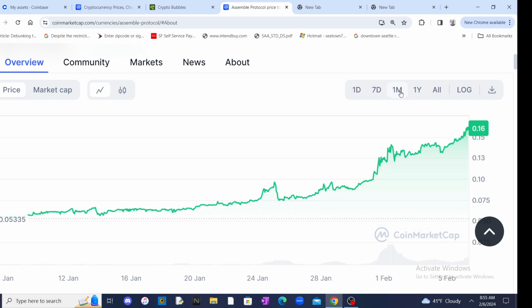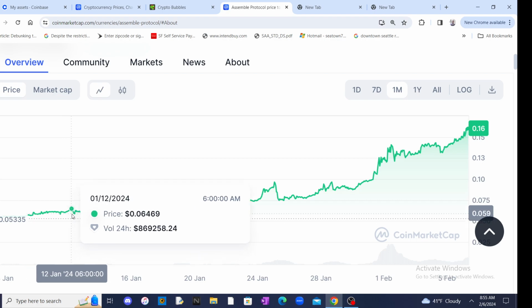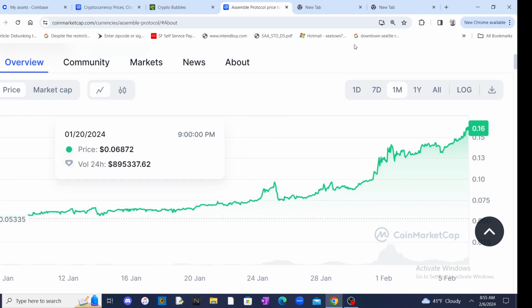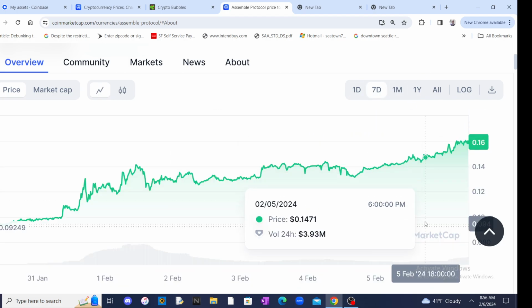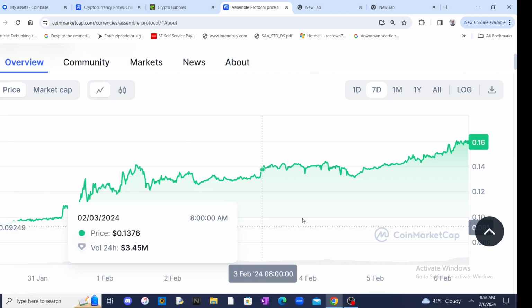Take a look at the 1 month chart. 5 cents here, and it came all the way up to 16 cents. But I just want to say that in the 2024-25 bull run, this is definitely going to get up to possibly $1.50 to $2 easy from looking at it right now. Here's the 7 day chart: 9 cents here, then up to 16.